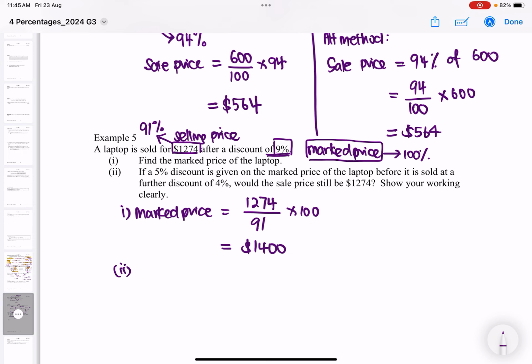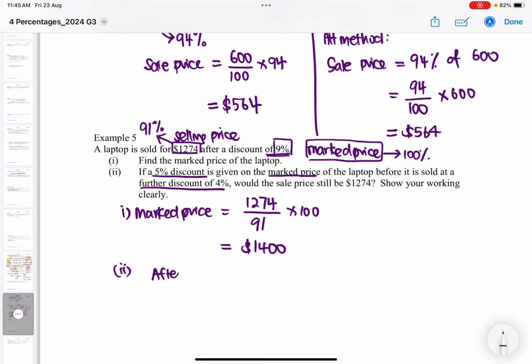For part 2, a 5% discount is given on the marked price of the laptop before it is sold at a further discount of 4%. So instead of saying there's a 9% discount, let's say the shop decided to first give you a 5% discount and then a further discount of 4%. Would the sale price still be 1274? Let us take a look at the calculations first. For now, you may already want to have a hypothesis on whether you think it would be the same.